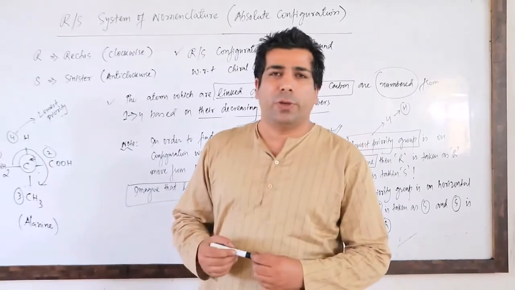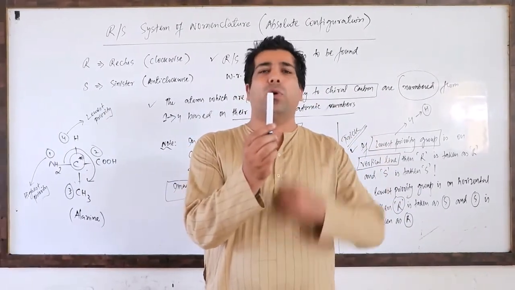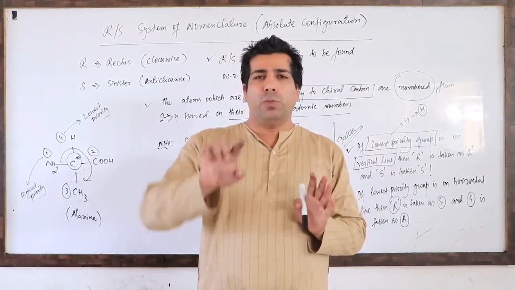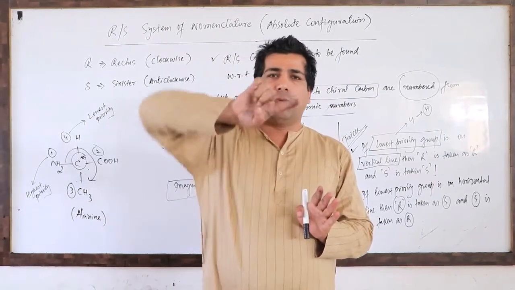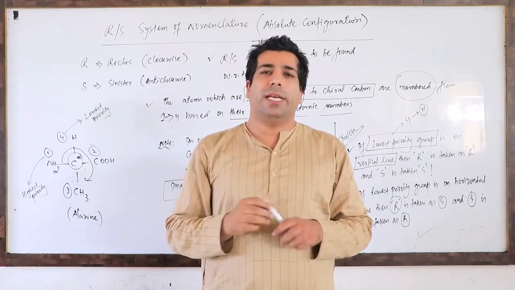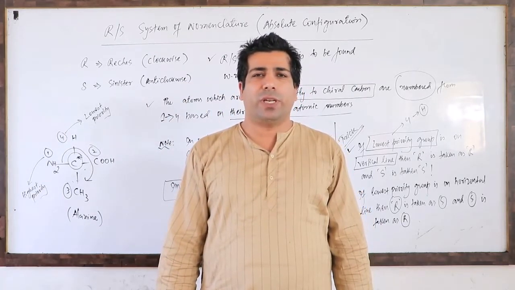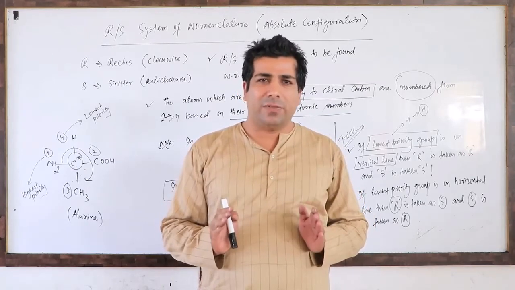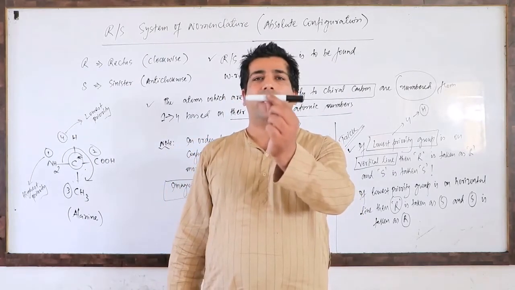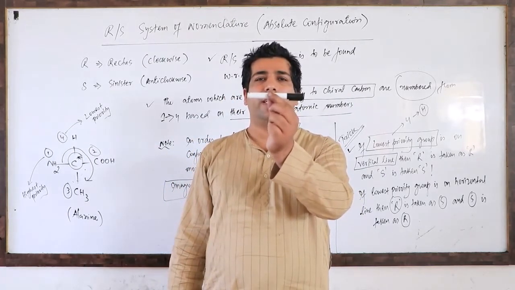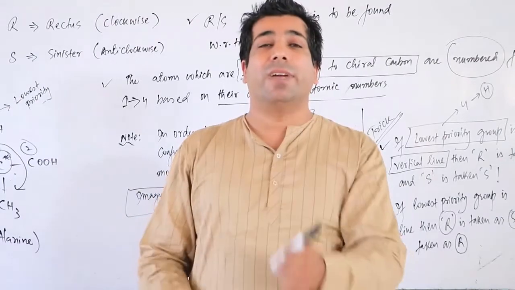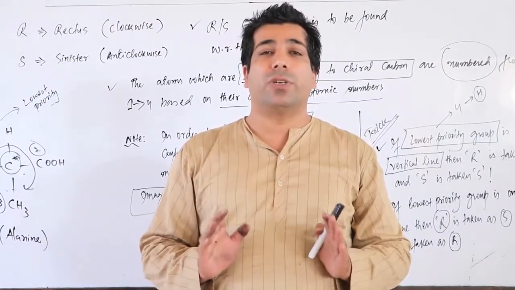When your lowest priority group is on the vertical line, okay, fourth priority is on the vertical line like this, here and here. Then when you move from group number 1 to group number 3, according to priority, if you are getting R rectus configuration, that is rectus only. If you are getting sinister configuration, that is sinister only. But if your lowest priority is on the horizontal line, then what happens? R will become S and S will become R, when your lowest priority is on the horizontal line.